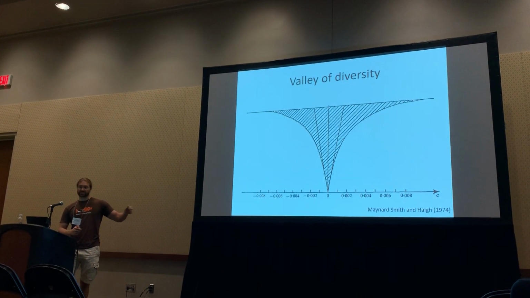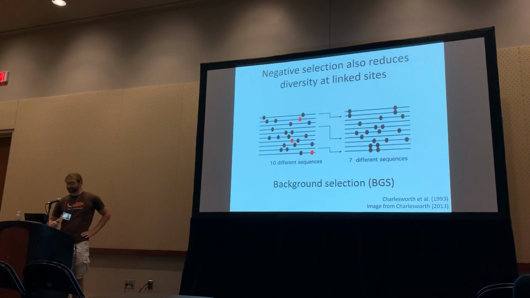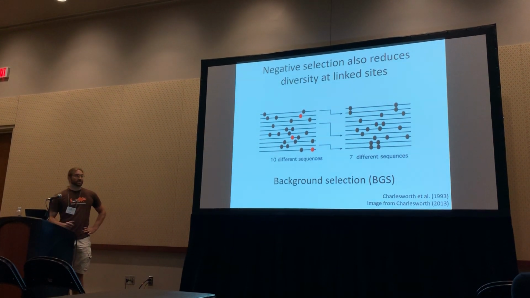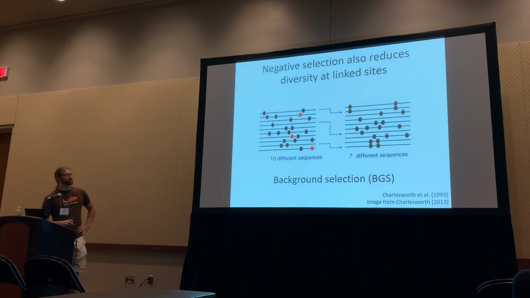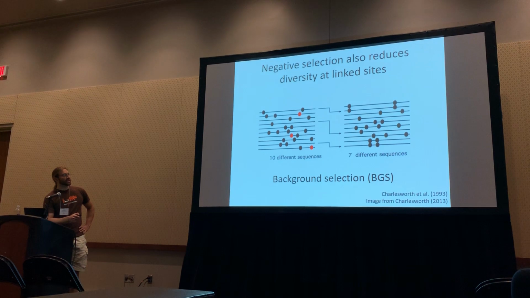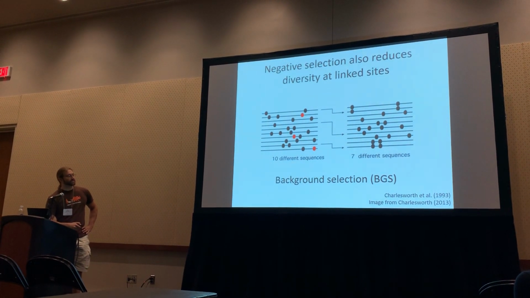So positive selection creates a correlation between recombination rates and diversity. Negative selection does this as well, it turns out, and this is the phenomenon called background selection, where negative selection reduces diversity of linked neutral alleles. So again, a similar thing is going on, in that we're losing distinct haplotypes.